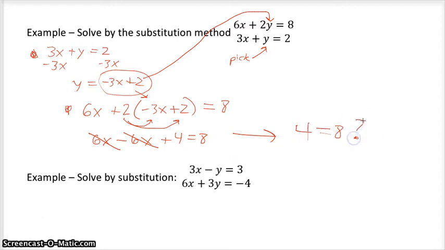Well, that's not true, so what does that mean? That means this doesn't have a solution. 4 will never equal 8, so there's no number that you can use that will work for this. So there are no ordered pairs that work for this system. That's an example of something that doesn't have a solution, or it is inconsistent.